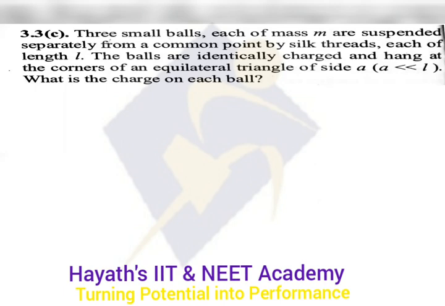Here in this question, what he has given: three small balls, each of mass small m, are suspended separately from a common point by a silk thread, each of length L. The balls are identically charged and hang at the corner of an equilateral triangle of side A, where A is much less than L. What is the charge on each ball? To understand this question, first of all, what are the common things? Three small balls. All the balls have the same mass, that is m, and they are identical, that is the charges are the same, and all have the length L.